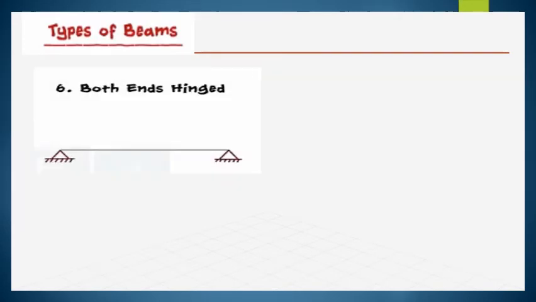If both ends are hinged, then it is called a both ends hinged beam. As we know, a hinged support has two reactions. So for this kind of beam, there will be a total of four reactions, two at each end.